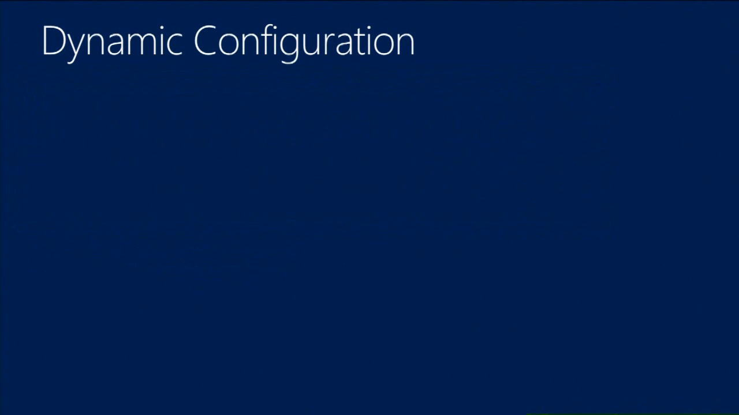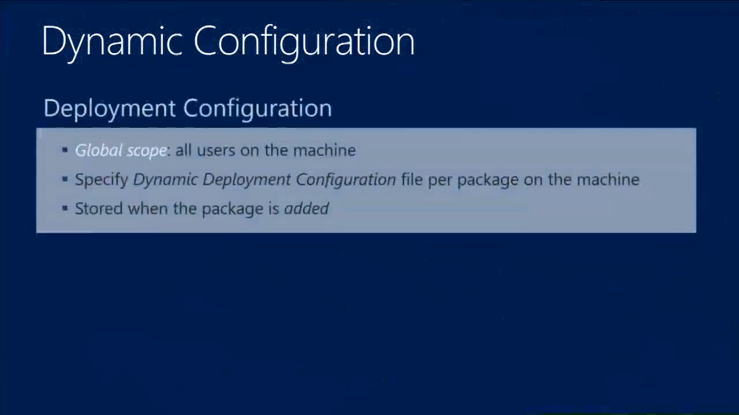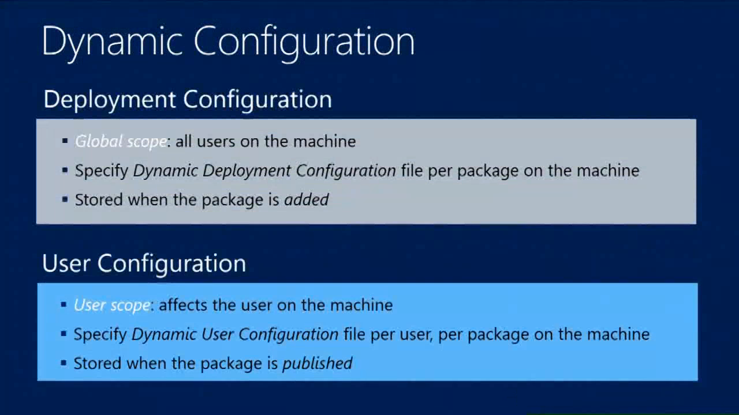All right. So that was dynamic configuration. If we look at this, remember that there are two different types. There's deployment and user. Deployment is all users on the machine, user is for a particular user. The deployment config needs elevation because it's specified at add package time, and it applies to all users. And user, it does not need elevation. It's specified when you publish.